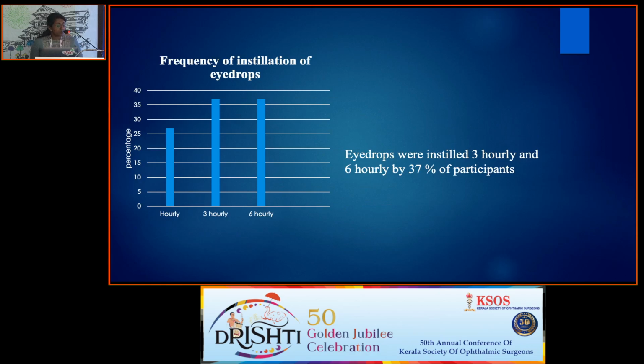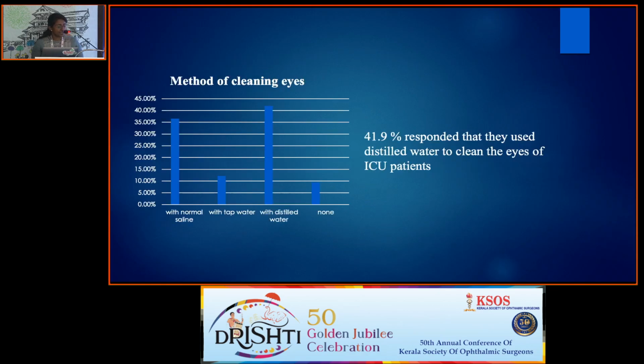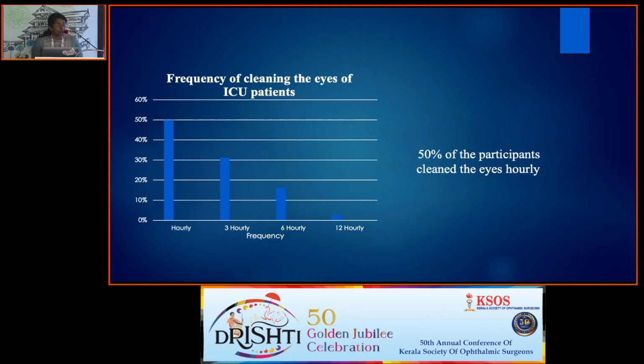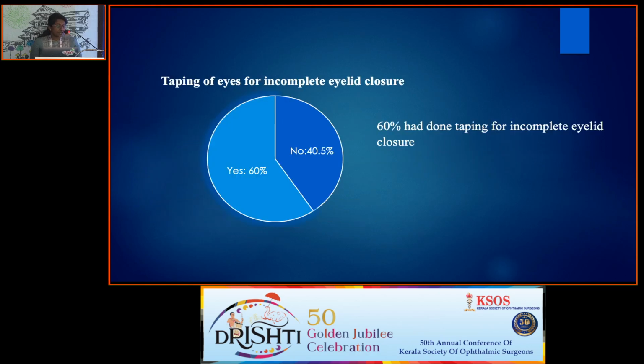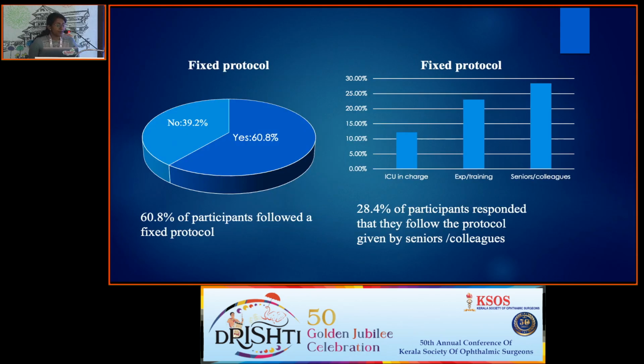37% of the participants instilled eye drops 3 hourly and 6 hourly. 41.9% responded that they used distilled water to clean the eyes of the ICU patients. 50% of the participants cleaned the eyes hourly. 60% had done eyelid taping for incomplete eyelid closure. And 60.8% of the participants followed a fixed protocol, of which 28.4% responded that they got the protocol from their seniors.